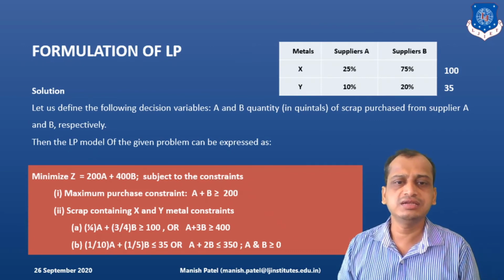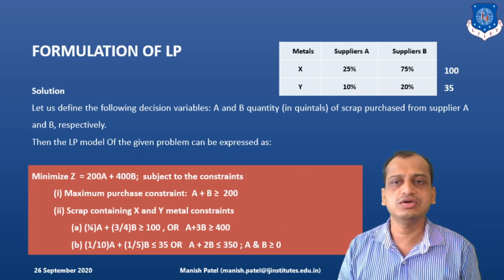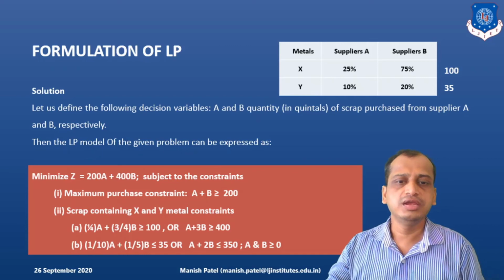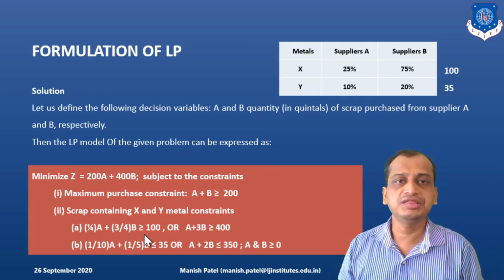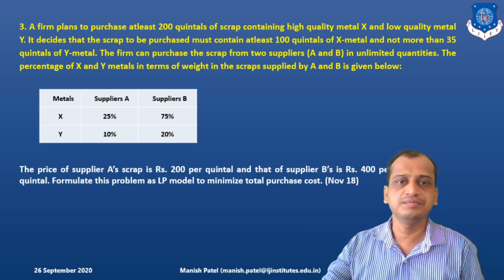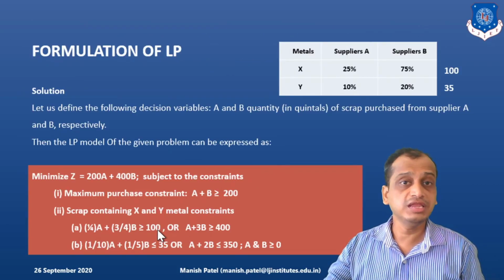Second constraint is that it should contain at least 100 quintal of X, with the ratio given here, 25% from supplier A and 75% from supplier B. If we convert it into the mathematical model, it comes out to be 1 by 4 of A plus 3 by 4 of B, and it should be greater than or equal to 100, which is imposed as a constraint. The first line decides that the scrap to be purchased must contain at least 100 quintal. Clear?